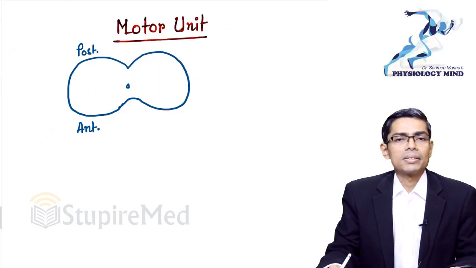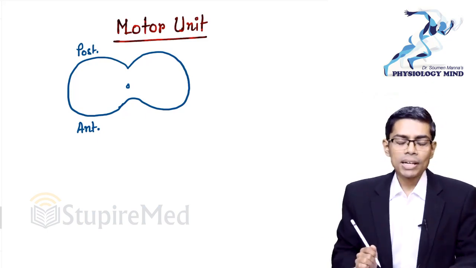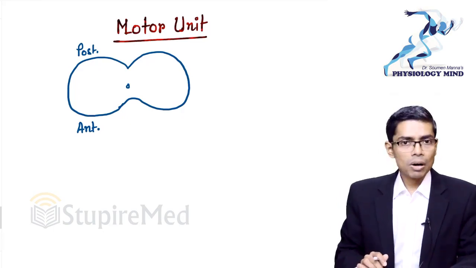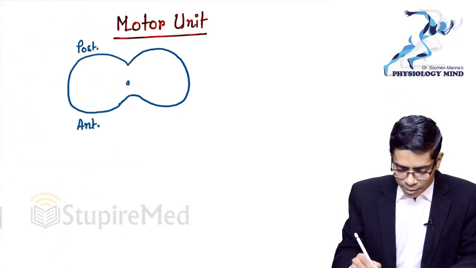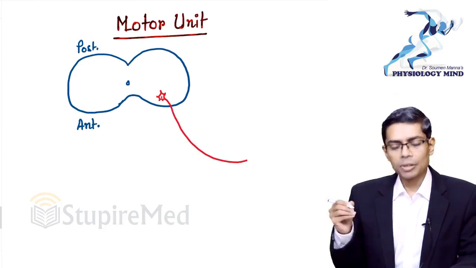Now we are starting another topic, that is motor unit and its property. Here I have made one diagram already, that is the cross section of the spinal cord. All of you know that the motor neuron arises from the anterior part of the spinal cord. Suppose this is one motor neuron.